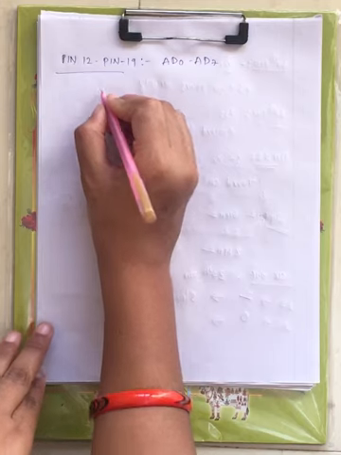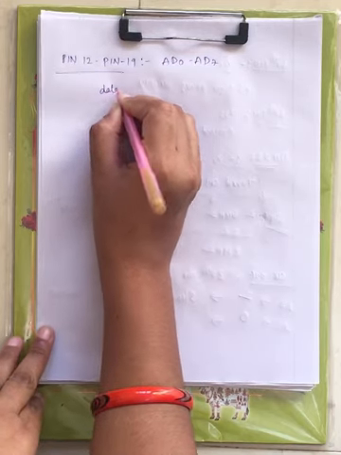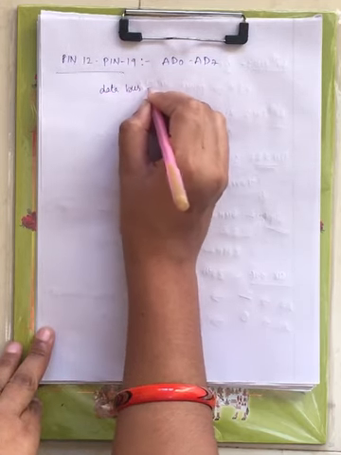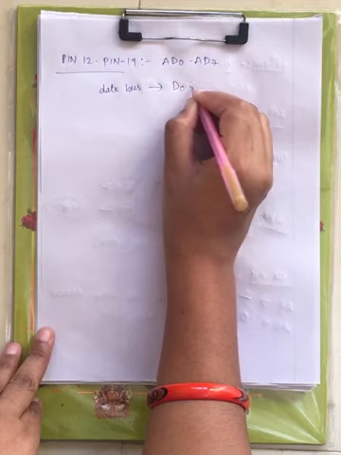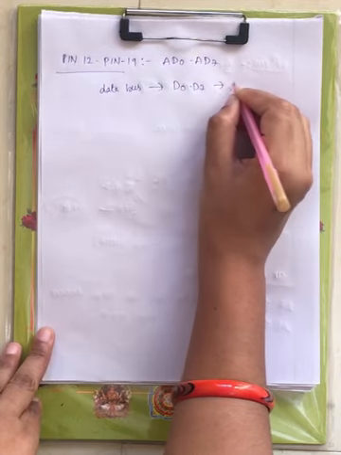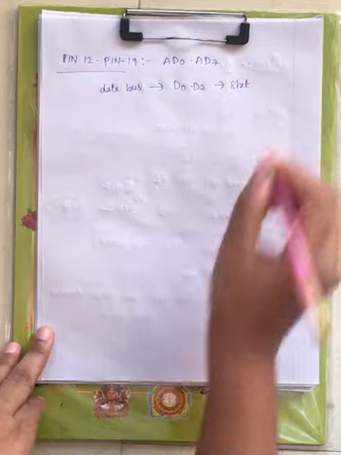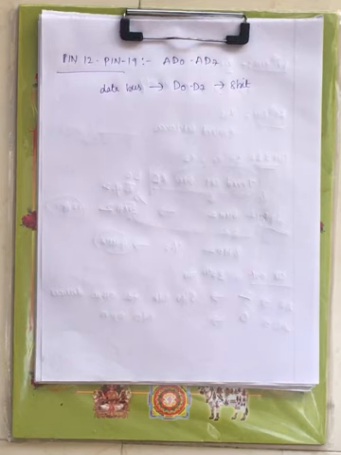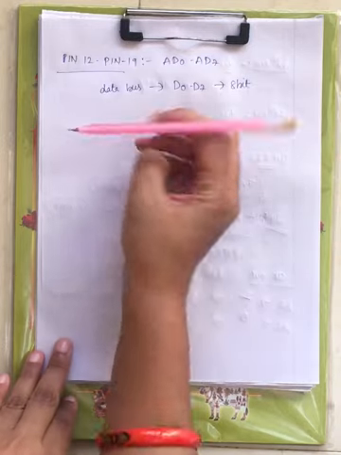Here the data bus is of how many bits? D0 to D7, which is nothing but 8 bit. So this is an 8 bit data bus. A bus is nothing but a set of lines. Now here the address bus.